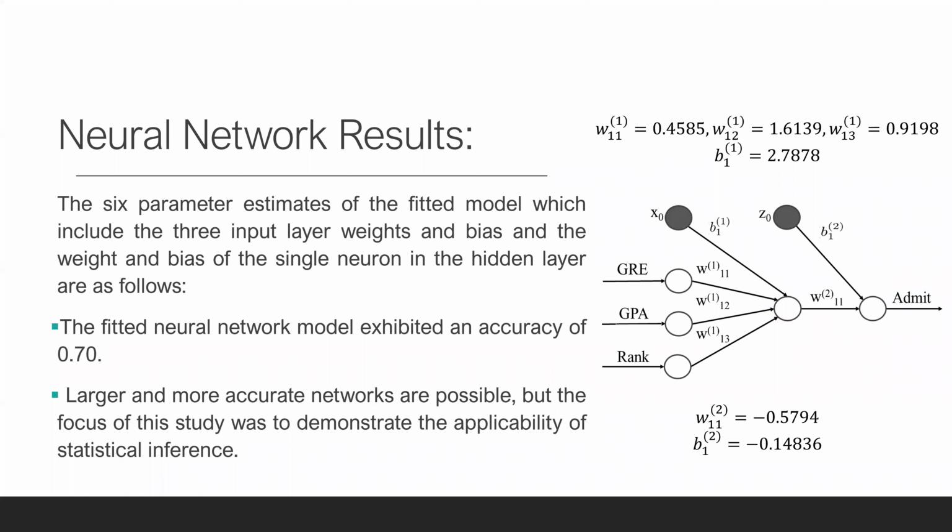So for the neural network results, we have 6 parameter estimates of the fitted model, which include the 3 input layer weights and bias, and the weight and bias of the single neuron in the hidden layer, which are as follows. The fitted neural network model exhibited an accuracy of 0.70. For sure, larger and more accurate networks are possible, but the focus of this study was to demonstrate the applicability of statistical inference techniques.